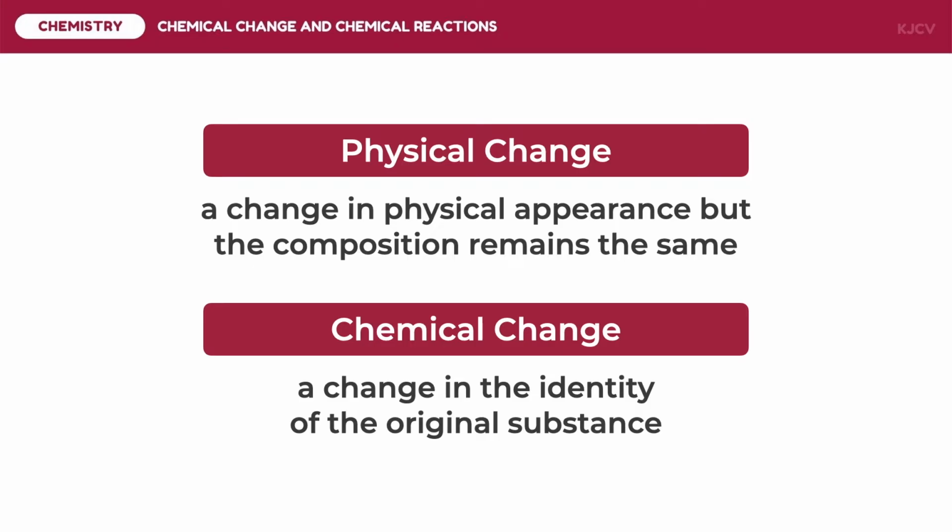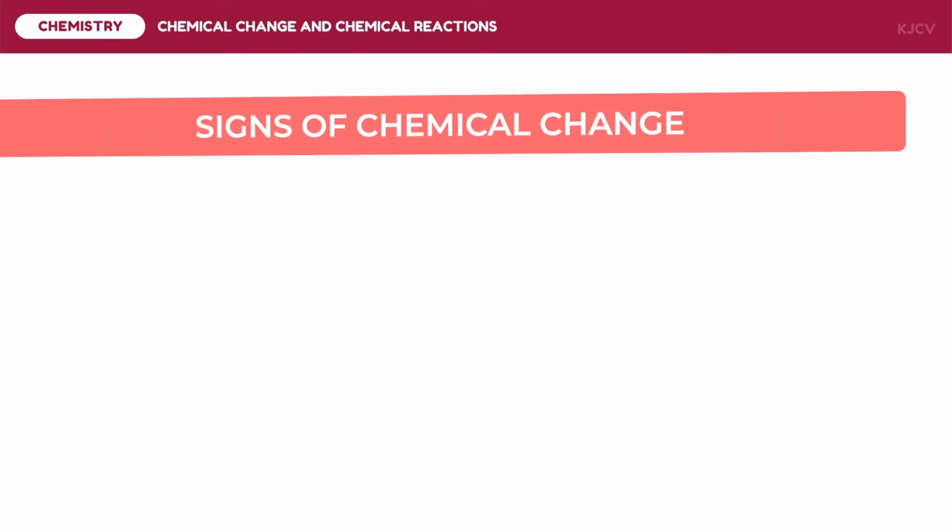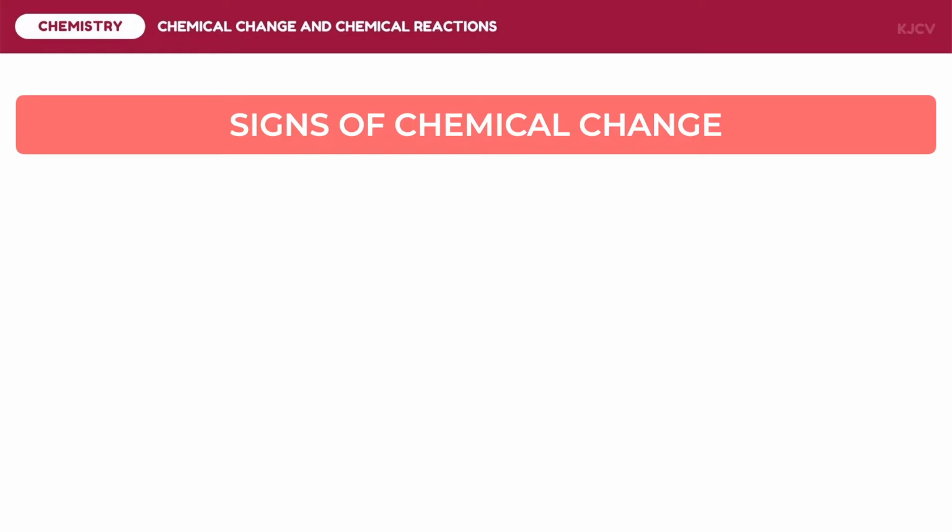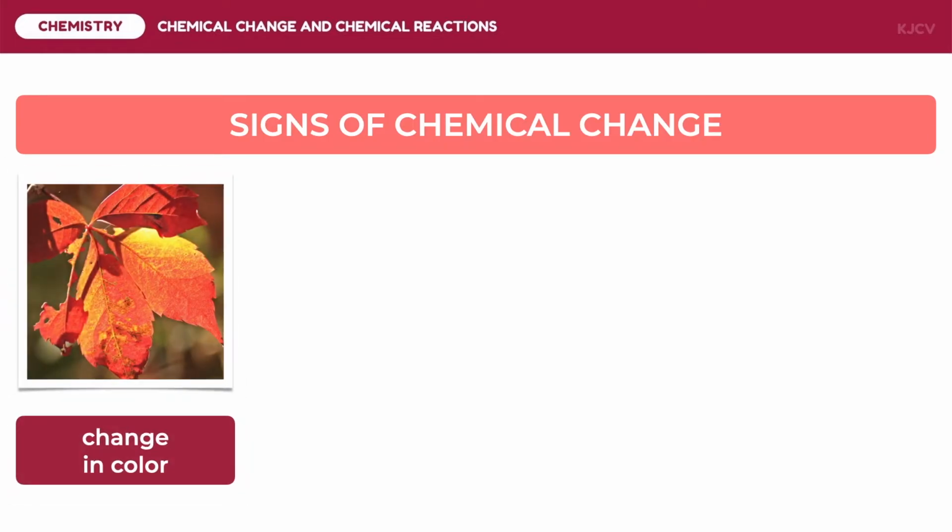Of course, we will not be able to see the atomic or molecular composition of matter, but there are signs that may tell us that a chemical change is occurring. Chemical change occurs when the color of matter changes. This is because color is a property of matter that is a result of its composition. For example, the green color in leaves is due to the pigment chlorophyll. In fall, the leaves turn yellow to orange as the chlorophyll pigment breaks down.